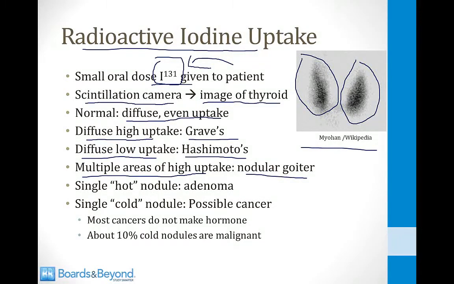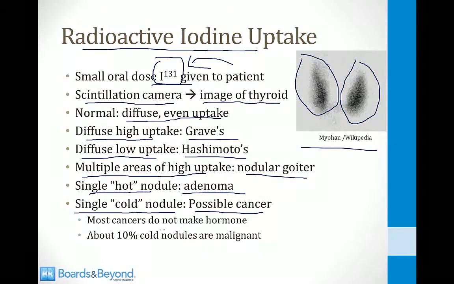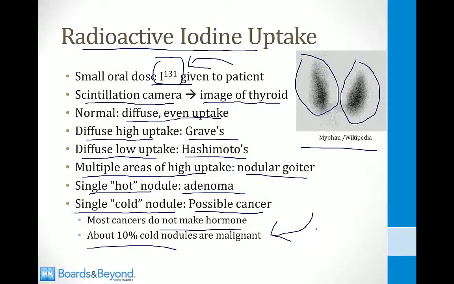Now, in patients who have a nodule, the nodule can either be hot, meaning it takes up lots of the iodine-131, or it can be cold, meaning it does not take up any of the iodine-131. A single hot nodule is what you often see in patients who have benign adenomas. These adenomas often take up the iodine and synthesize thyroid hormone. If you see a single cold nodule, this suggests that the patient may have a cancer. Most cancers do not make hormone, and about 10% of cold nodules are malignant. So you can imagine that if someone presents with a thyroid nodule, you could do a radioactive iodine uptake test, and if you found that the nodule was cold, you then might want to go and biopsy it because there's a chance it could be malignant.